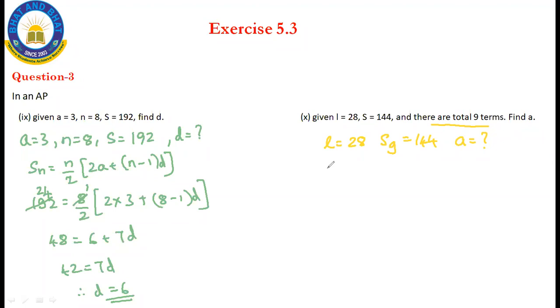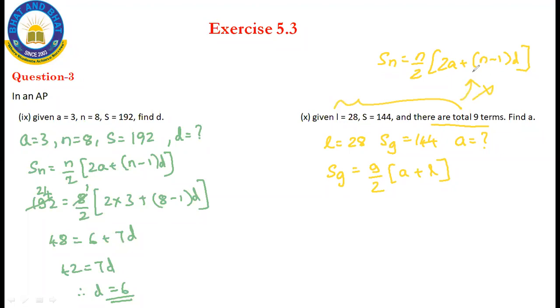So how do we do? Yes, let me know the answer, anybody. S9 is equal to 9 by 2 into (A plus L). If you don't know this formula, you will not be able to solve this. With the given three data, you will not be able to solve this with the other formula. You should know this, that is the alternative: Sn is equal to n by 2 times the first term plus the last term. This is where knowing both the forms becomes extremely important.